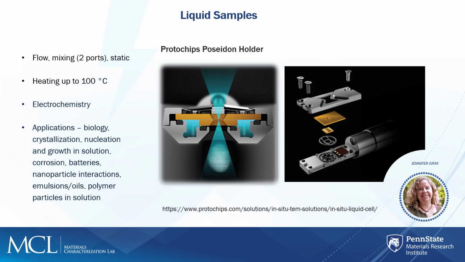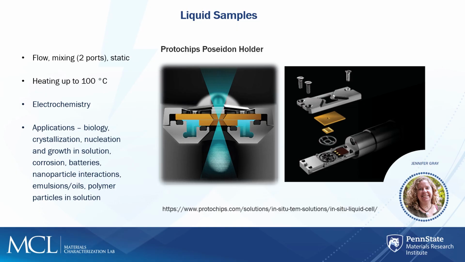We use a Protochips Poseidon holder here at Penn State. There's other manufacturers as well. But again, this is two silicon nitride chips that sandwich the liquid in between them. You can see a diagram on the right-hand side showing that we have this O-ring, and then a small chip and a large chip, and the liquid is basically in between those two gold-colored chips. And so we tighten the lid down, and so that keeps it all sealed up, again, so that liquid can't escape into the vacuum of the microscope.